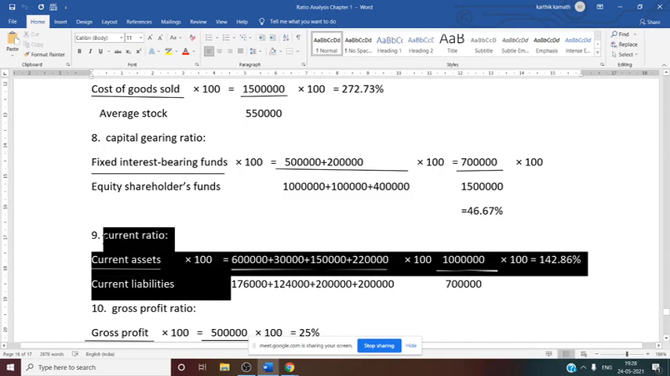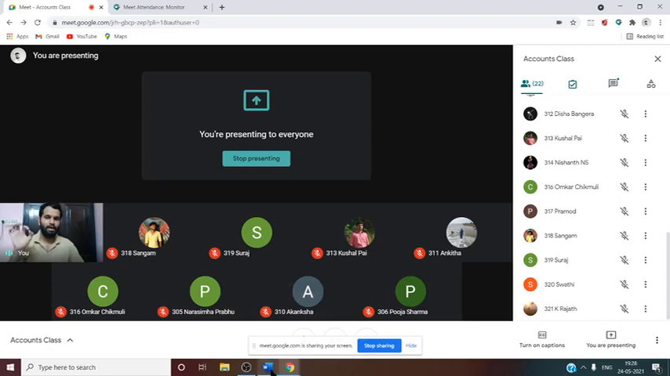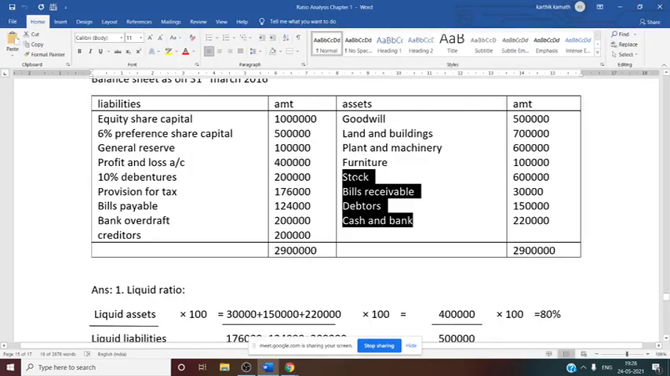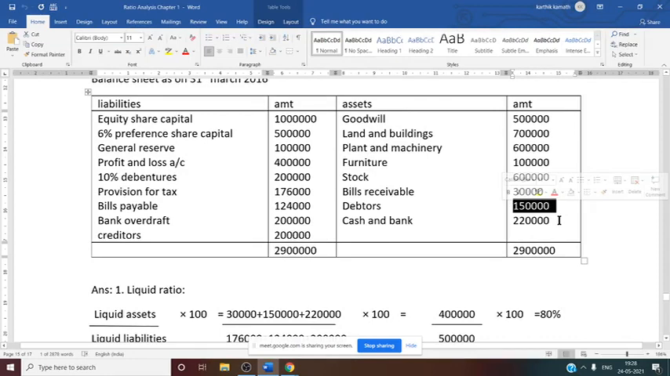Next one is very easy, that is current ratio. Current ratio formula, current asset divided by current liability into 100. So current asset, if you see the balance sheet, asset side, let us see that only 4 items: stock, bills receivable, debtors and cash at bank. So stock is 6 lakh, bills receivable is 30,000, debtor is 1 lakh 50,000, cash at bank is 2 lakh 20,000. Add all these things, you will get current asset.